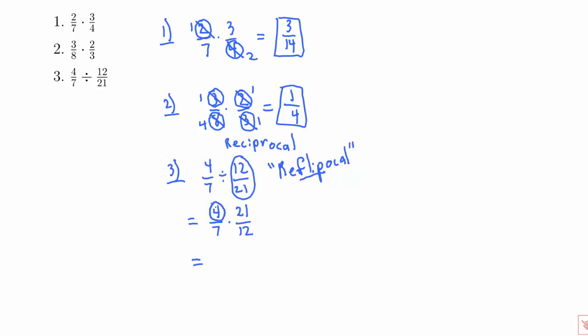Notice that the 4 and the 12 have a common factor of 4. So 4 divided by 4 is 1. 12 divided by 4 is 3. The 7 and the 21 here share a common factor of 7. So 7 divided by 7 is 1. 21 divided by 7 is 3. Oh, well, notice that the 3 and 3 share a common factor here. Divide by 3, divide by 3.